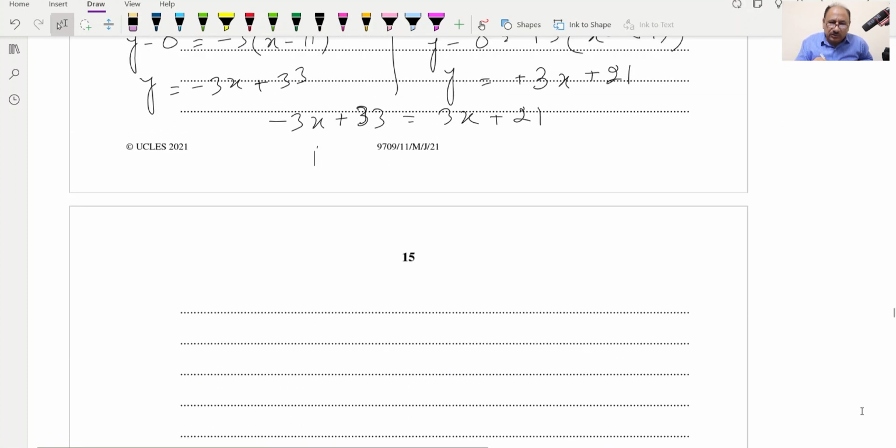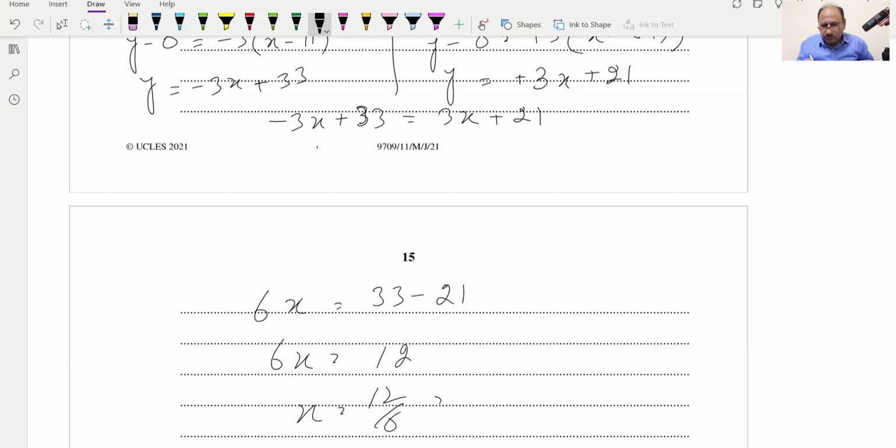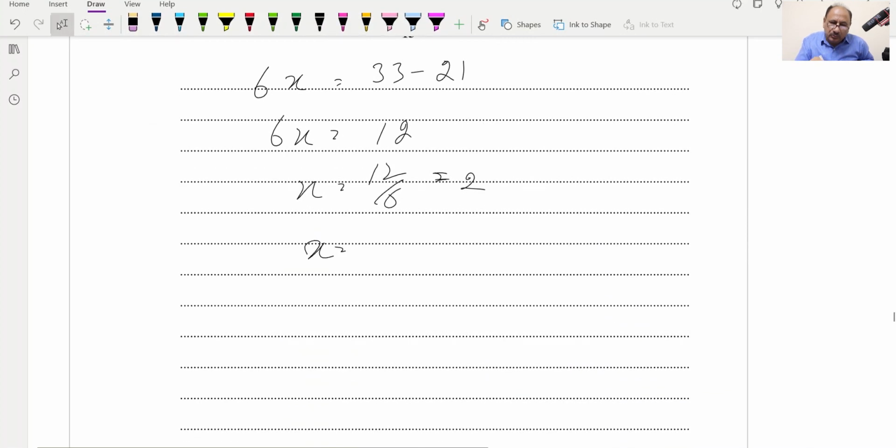So minus 3x we are shifting to the other side, so 6x is equal to 33 minus 21, which will be 12. So x is equal to 12 over 6, which is equal to 2. So the x value is equal to 2. This is what we have done.